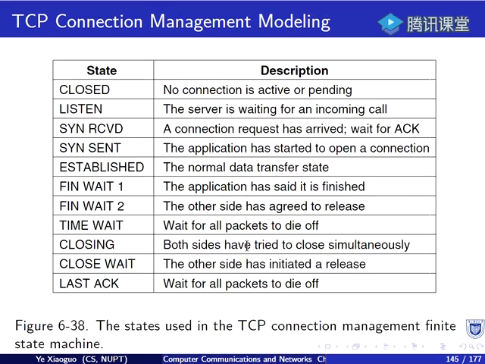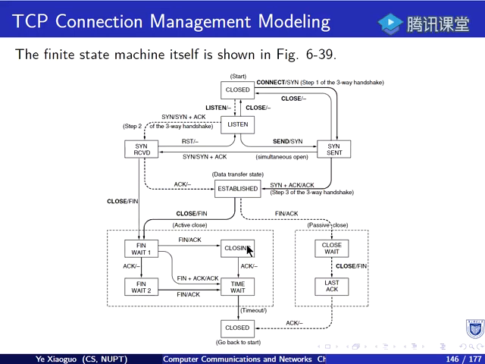Now we will not discuss it in detail. Now this figure 39 shows the finite state machine of TCP connection management. The solid line shows the TCP in the client. The dotted line shows the TCP in the server.